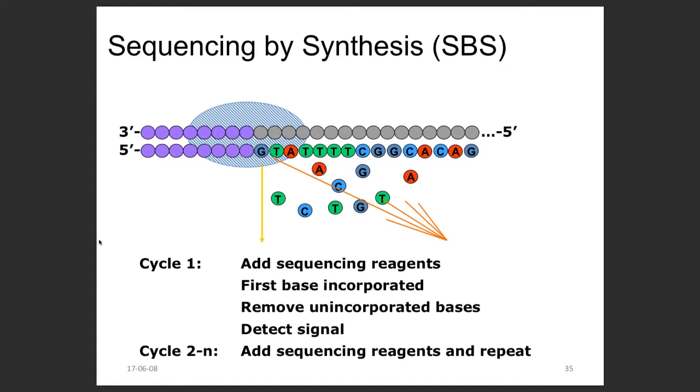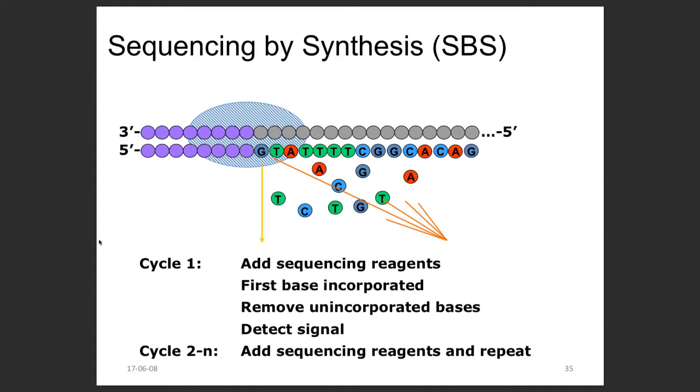This then incorporates the first nucleotide, and of course, the technology that Illumina has really based its sequencing platforms on is the reversible terminator. So dideoxy sequencing, Sanger sequencing, of course, uses a terminator that has lost the 3' hydroxy group, so it cannot extend any further.